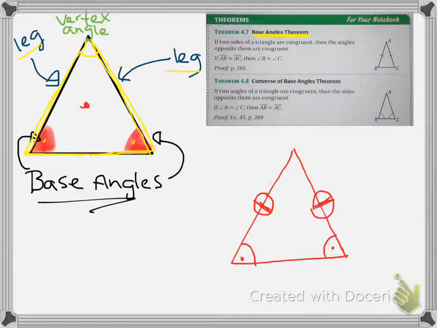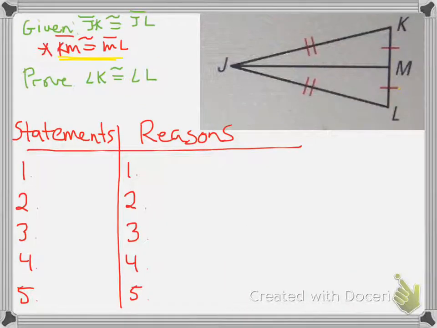And the converse goes the other way. So if we have the two angles congruent, then we would know that the opposite sides of those angles are also congruent, or our two legs would be congruent. So if we're given the base angles, we can say that the legs are congruent. If we're given that the two legs are congruent, we can say that the base angles are congruent. Okay, so now let's look and see why that works.